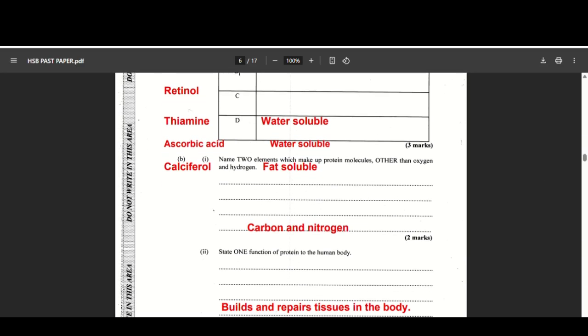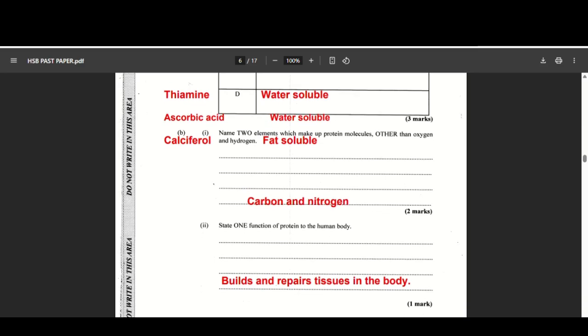It says name two elements that make up protein molecules other than oxygen and hydrogen. Basically, the elements that make up proteins are carbon, hydrogen, oxygen, and nitrogen. They said other than oxygen and hydrogen, so the other two would be carbon and nitrogen, right? This is just something you have to remember, say, CHON for proteins: carbon, hydrogen, oxygen, and then nitrogen.